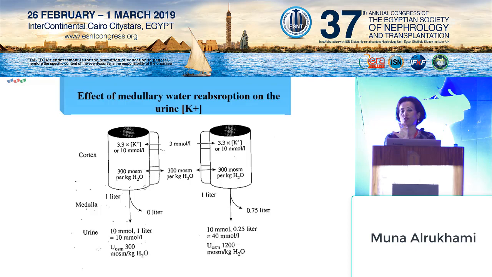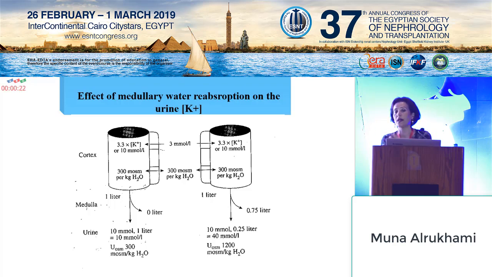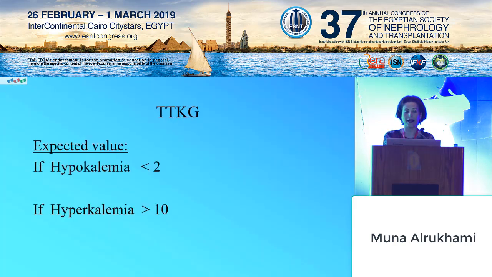And this slide is just to show you. In both conditions here, the transtubular potassium concentration gradient is 3.3, while if you measure it in the urine, in the first diagram it is 10 millimole, and in the other one it is 40 millimole. That's because of the absorption of water in the second one compared to the first one. And this is the expected value, and if it is below that, you can give the patient fludrocortisone and see the effect after 2 hours. If it improves, then the problem is in the aldosterone status.